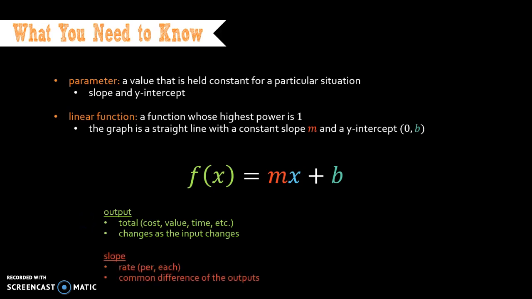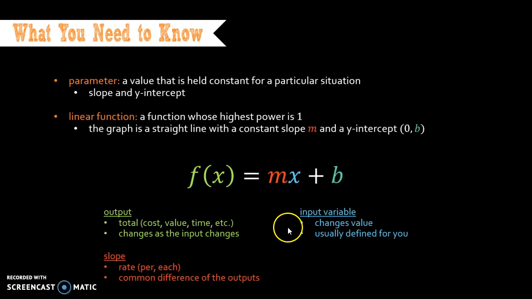Your slope is your rate. So that might be indicated by using the words per or each in a word problem. And it's also the common difference of the outputs. How are we changing every single time we change our input?